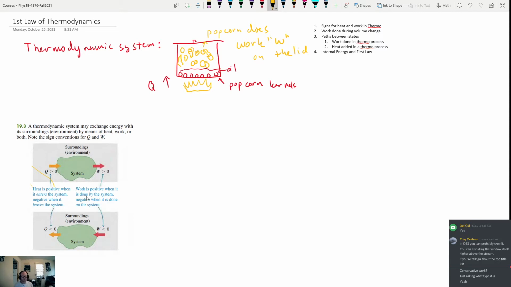there we go. Will you tell me what constitutes a conservative force? Or what are some examples of a conservative force?